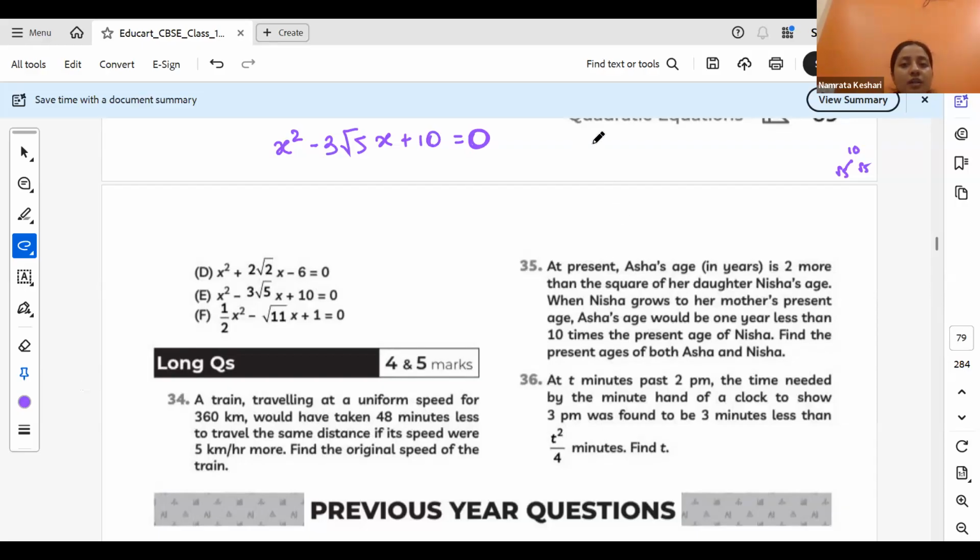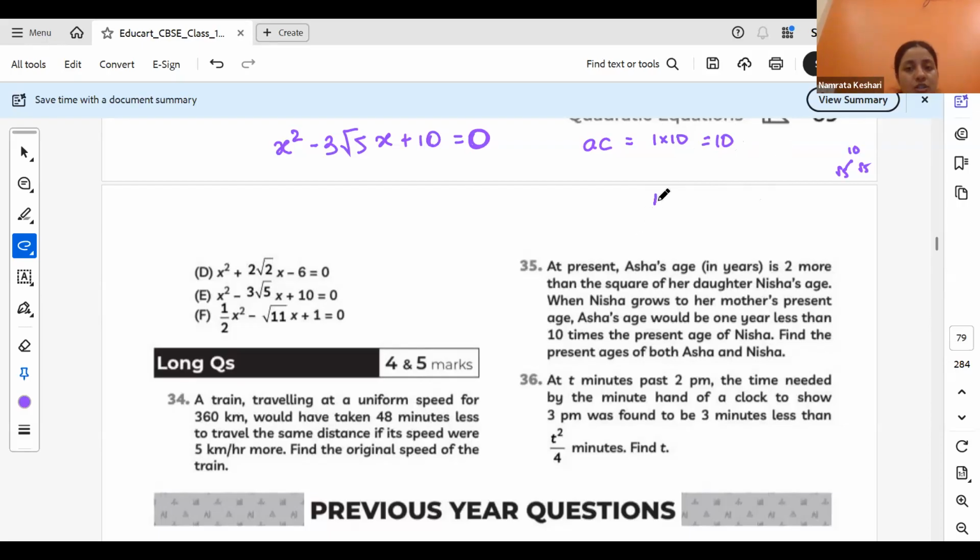While splitting the middle term, what we do is multiply a with c. The moment we multiply a with c, we get 1 multiplied with 10, that is just 10. Now we try factorizing this 10, so that those two numbers added together or subtracted together will give us the middle term over here.